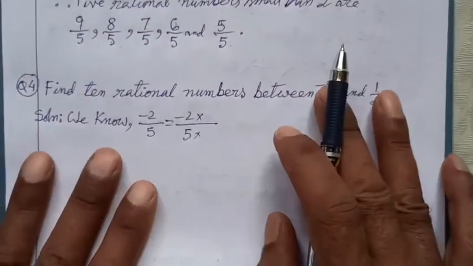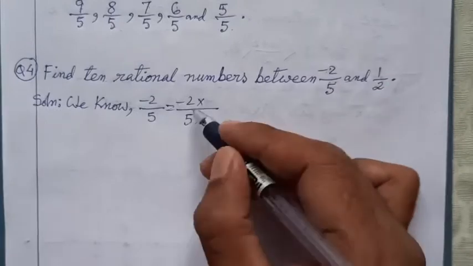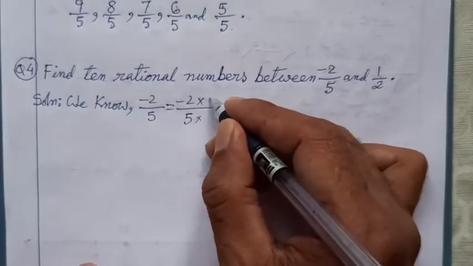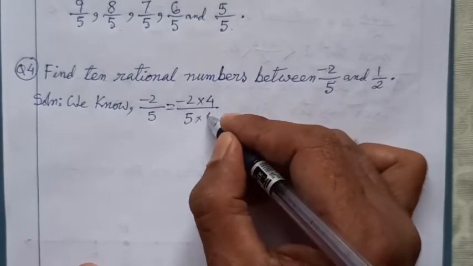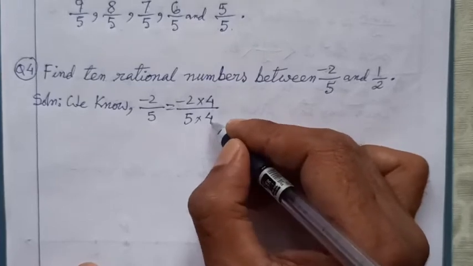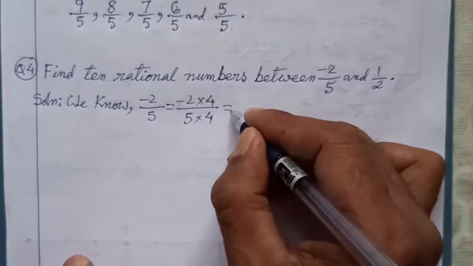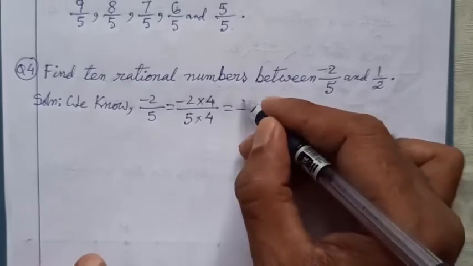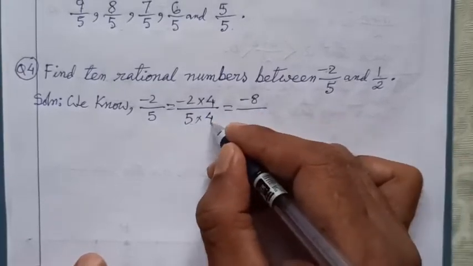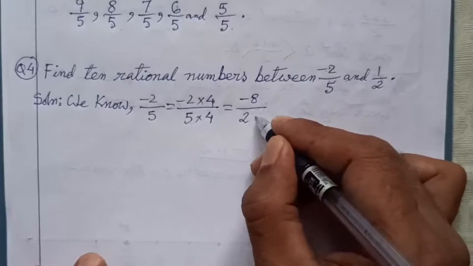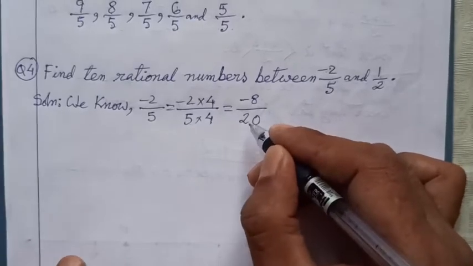And here I told you we can multiply by any number that is convenient to us. So in this question number 4, numerator and denominator, let us multiply by 4. Here also 4, here also 4. These two multiplying numbers should be the same. -2 into 4 is -8. 5 into 4 is 20.